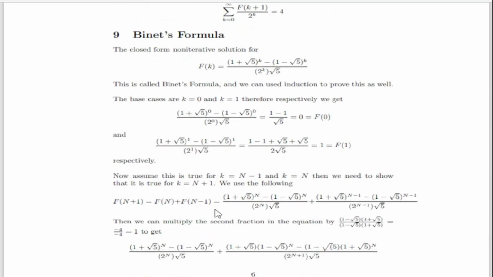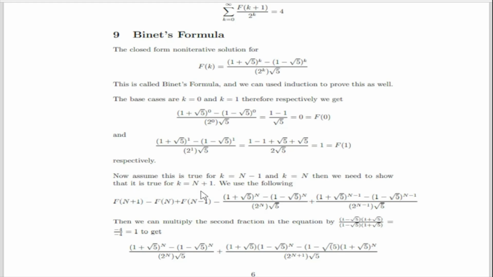When we use Binet's formula, which is a non-iterative solution to the kth Fibonacci number, which is f of k equals ((1 plus the square root of 5) all to the k, minus (1 minus the square root of 5) all to the k), all over 2 to the k times the square root of 5. This is called Binet's formula, and we will use induction to prove this.